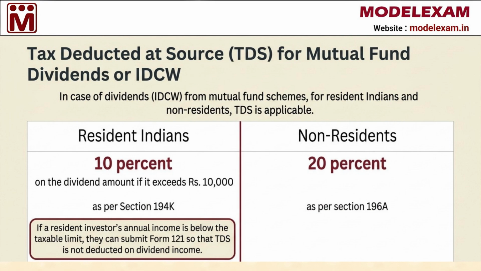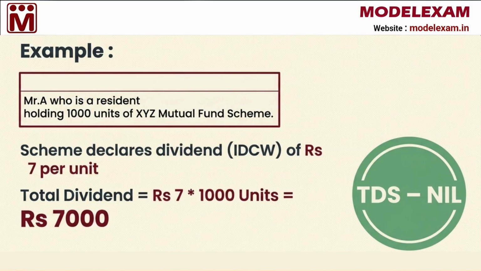For non-residents, the TDS rate is higher. It is 20%, and this is governed under Section 196A of the Income Tax Act. Let us now look at a practical example to make the TDS rules crystal clear.